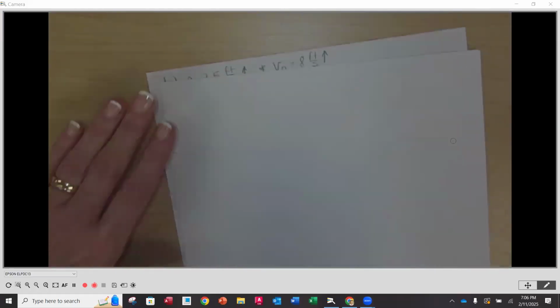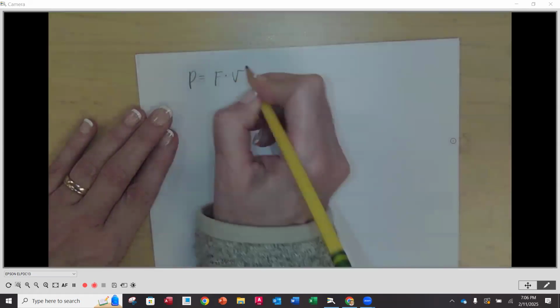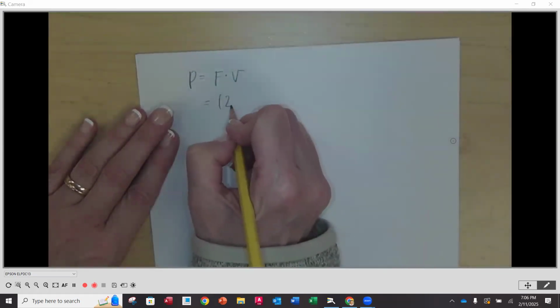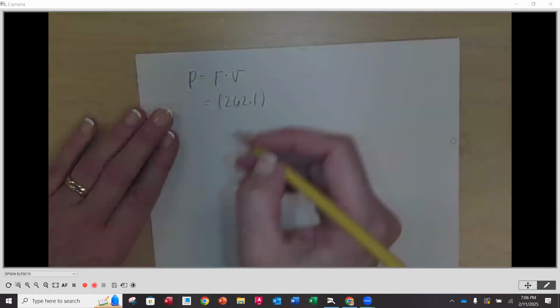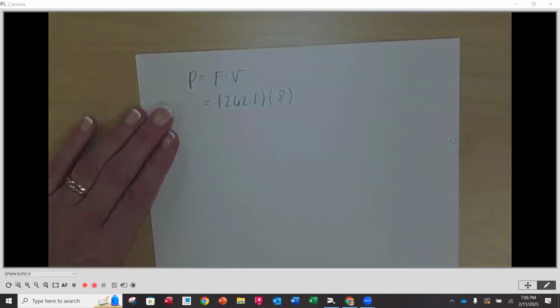So the last step is to calculate the power. So P is equal to F times V. We just calculated that value of the force F, so 262.1. That's what I'm going to use. If you have a different decimal, you can use your decimal. I'm sure we'll still be pretty close. And then we have 8 for our velocity.